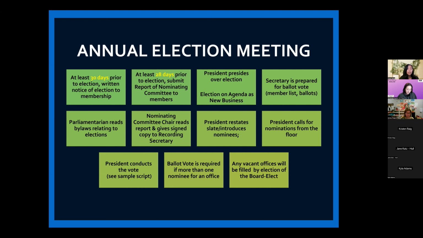Again, the report of the nominating committee, the president's going to preside over the meeting. The secretary needs to be prepared for a ballot vote with a member list from the membership chair and ballots. The parliamentarian will read the bylaws relating to the elections. And the nominating committee chair will be reading the report and providing the signed copy of that. So you want to make sure that all those people are going to be there at your election meeting.